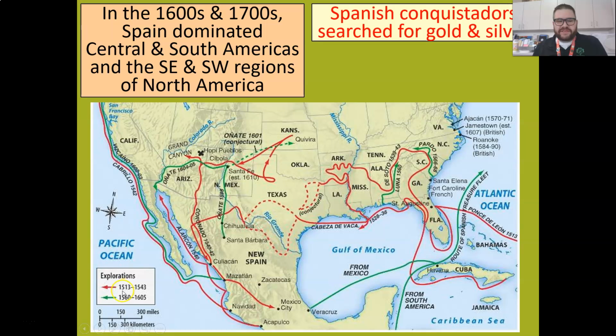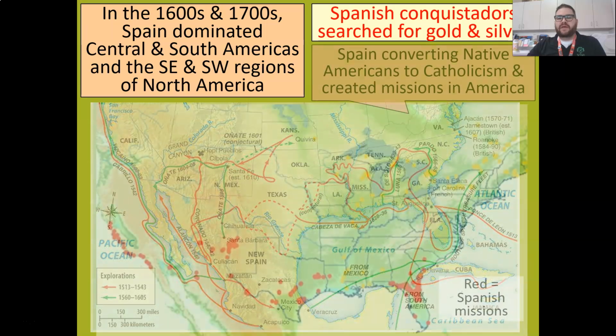And if you look here, this is from 1513 to 1605. So about, what would we say? About 70 years, 90 years. And so we see that there is a lot of exploration in this area, which is going to have a lot of conflict that also comes with this.